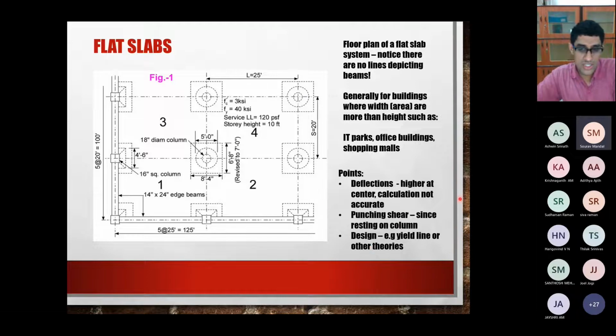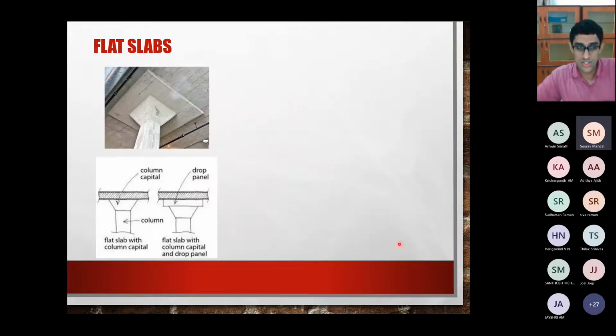And how do you design this? You cannot use the Annex D procedure. You cannot design it like a one-way slab. You cannot use the two-way slab tables either, definitely, because there are no edges. So you cannot use any of that. You'll have to use either something like the yield line theory which you saw, or you may need to use some other theories. So here we'll be looking at some other theories.